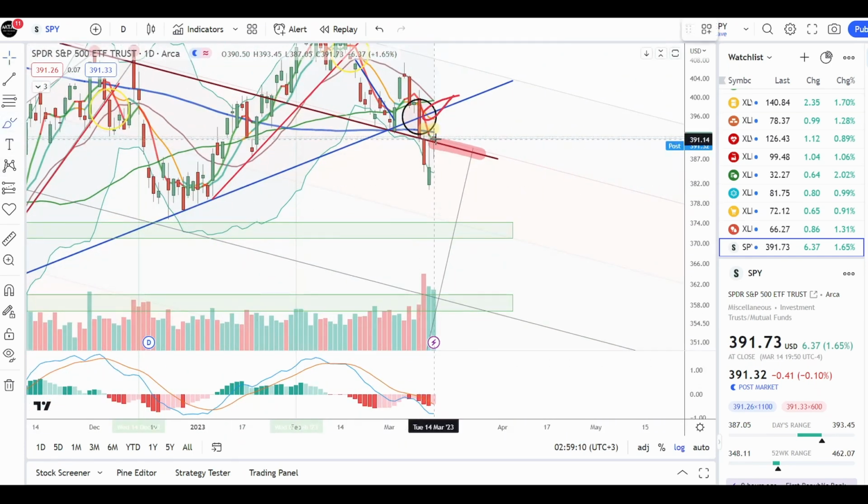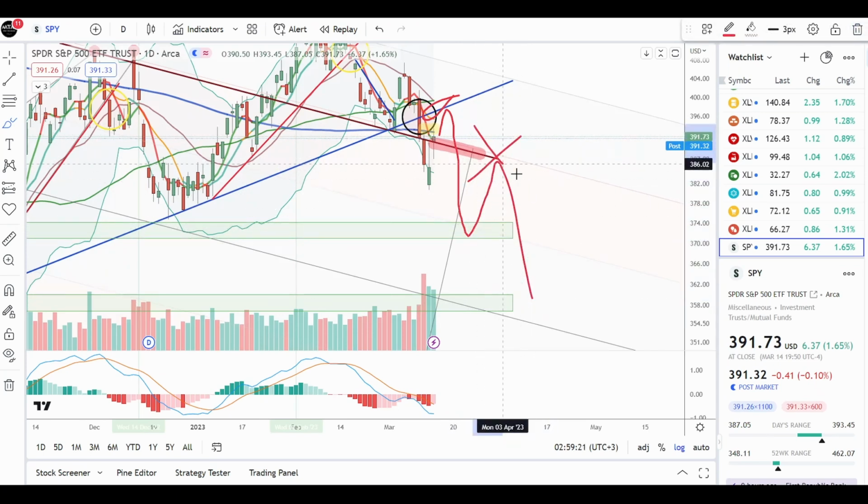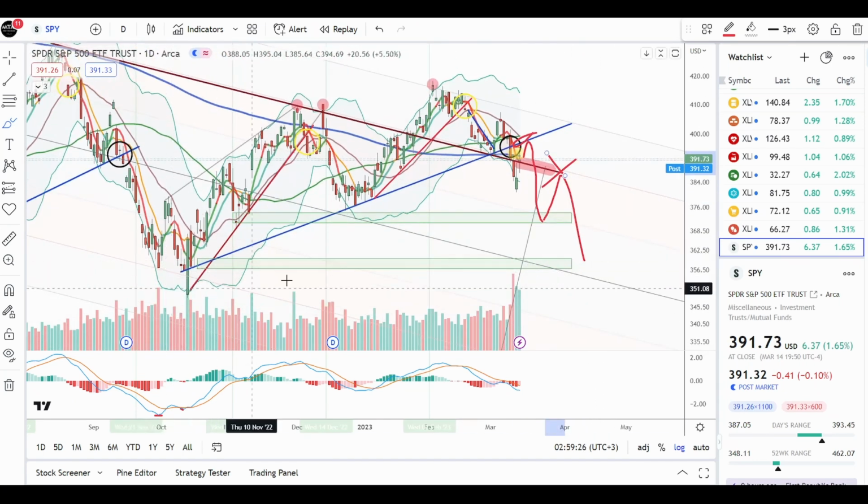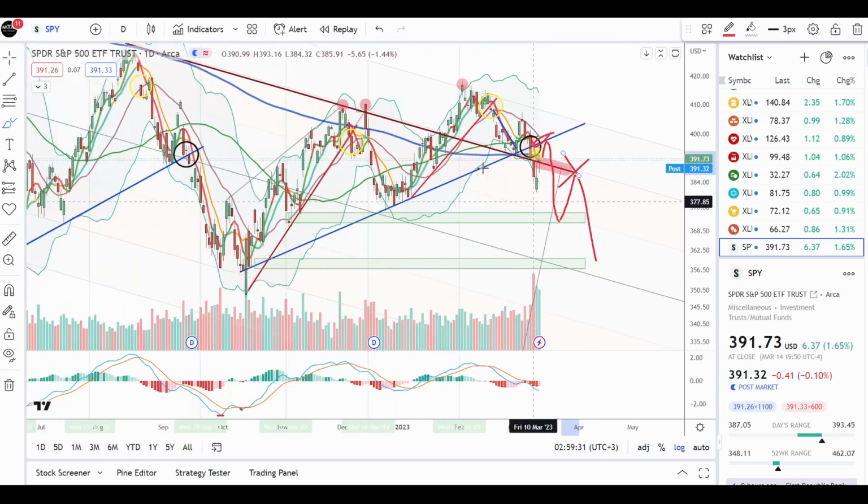So again, something that looks like this. Boom, another break. We go back down to this pivot zone, fill the gap. Another attempted rally, failure at that zone. And then we move on to make new lows and revisit these October lows. So that's what it looks like right now.